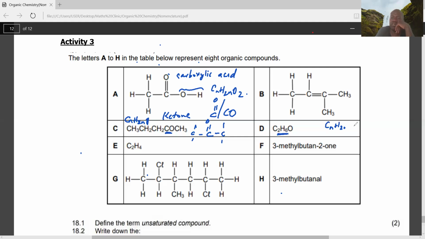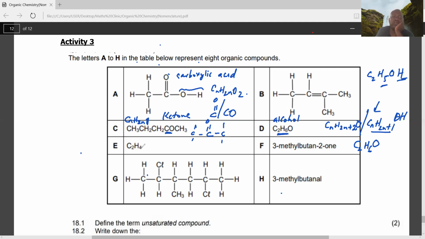Let me say the general formula. We write CnH2n+1 with the OH. Where there is n, let's put 2. So this will be C2H, 2 times 2 is how much? 4 plus 2, it becomes 6, with 1 O. You see, this one is an alcohol. Even if we use this one, where there is n, we put 2, it will be C2H, 2 times 2 is 4 plus 1, which is 5, with OH. You see that the hydrogen can be added to become 6.